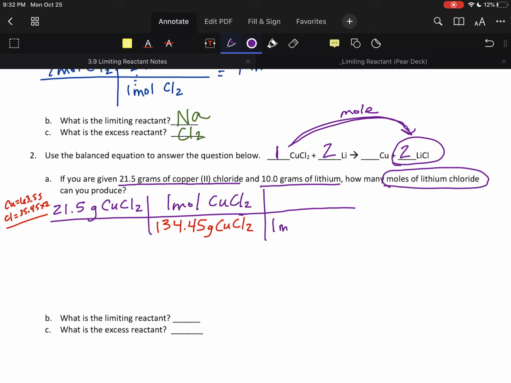So remember, I have an invisible 1 mole copper chloride for every 2 moles lithium chloride. So now I can plug in. I'm going to multiply everything on top, divide by what's on the bottom. And you're welcome to pause while you do these calculations.